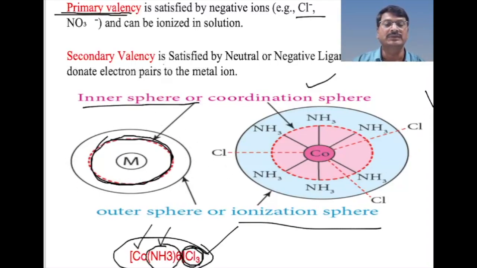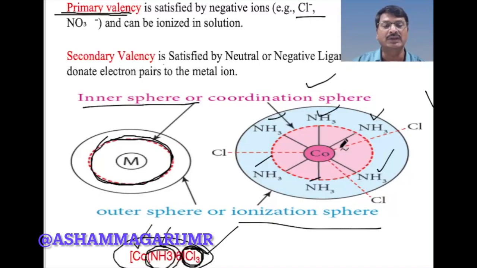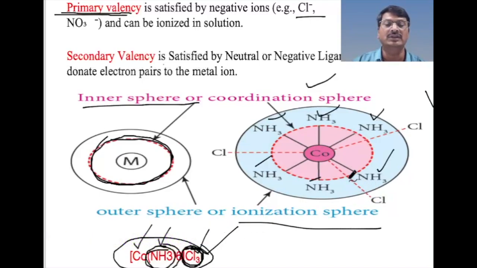Coming to the same example, Co(NH3)6Cl3. The 6 ammonia molecules are in the inner sphere and 3 Cl minus ions are in the outer sphere. That means here you are writing 1, 2, 3, 4, 5, 6. These 6 ammonia molecules are written as an inner sphere, so these are the unionized molecules, and 3 Cl minus ions are written in the outer sphere. These are the ionized molecules.